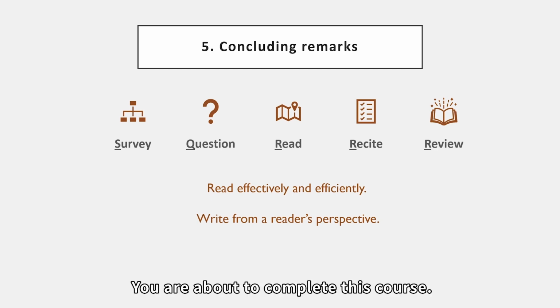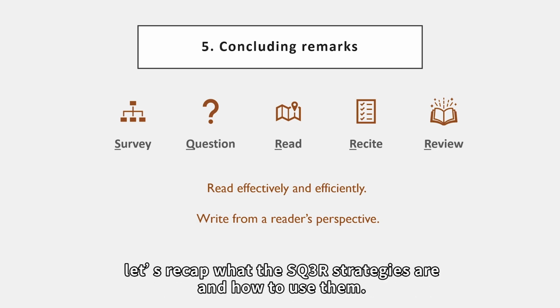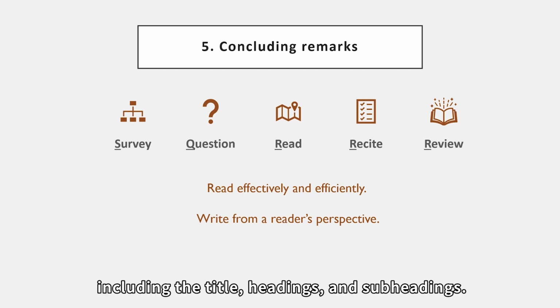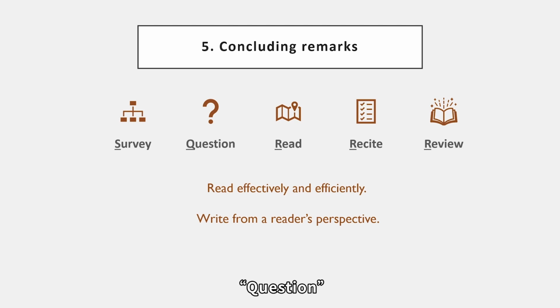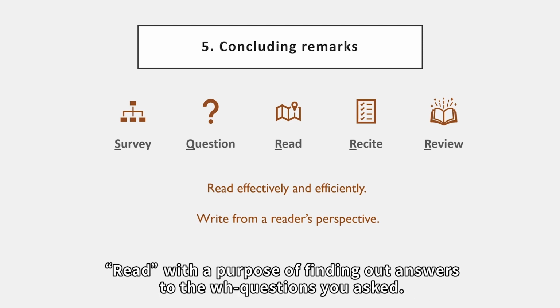Congratulations! You are about to complete this course. Before we say goodbye, let's recap what the SQ3R strategies are and how to use them. First, survey. Survey the structure of the text, including the title, headings, and subheadings. Question. Turn the headings and subheadings into WH questions to guide your reading. Read with a purpose of finding out answers to the WH questions you asked.